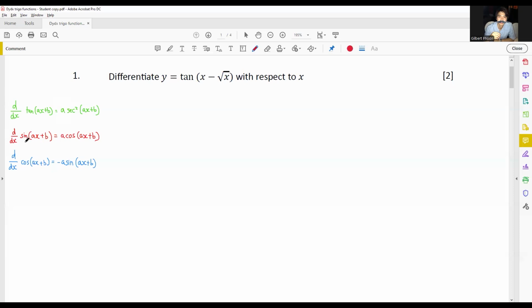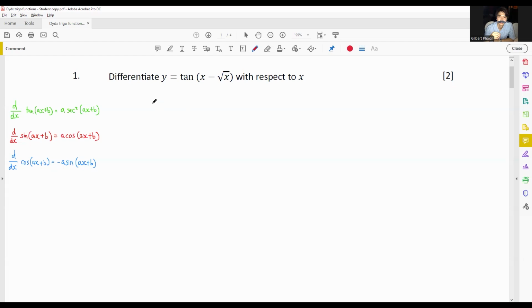When you differentiate sine, you will get cos, but you also need to differentiate what's inside the bracket and multiply it to the front. And lastly, when you differentiate cos, you would actually get a negative sign. Okay? Negative sign multiplied with the differentiation inside the bracket. So let's look at the questions that we have here today.